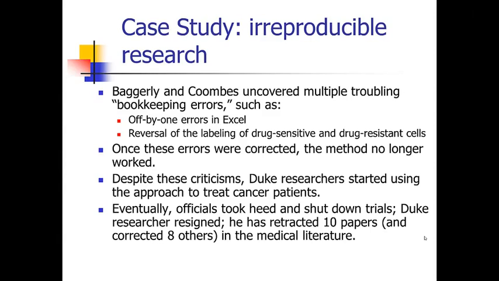Well, that's huge, because that now means that your data doesn't mean anything. So that's a huge mistake in your data, but very easy to introduce in Excel. They also found that some of the labels of the drug-sensitive versus drug-resistant cells had been completely reversed.